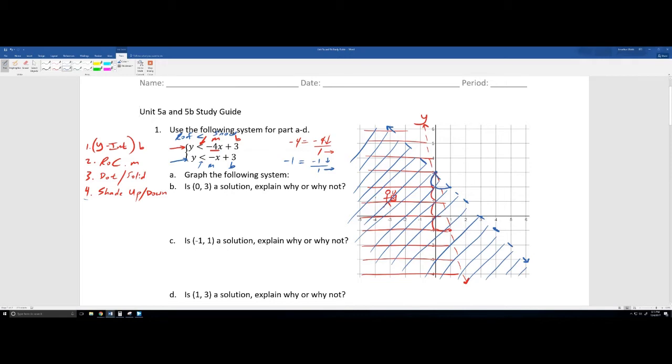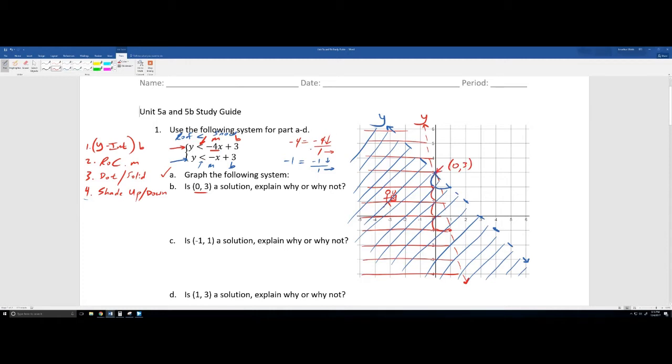So again, when we're thinking about solutions, in part B, we already finished part A. We went ahead and graphed both of them. But now what we're trying to determine is solutions. So if we go to part B, is 0 comma 3 a solution? If we go to 0 comma 3, that's right here. That's what they're asking: is that coordinate a solution?